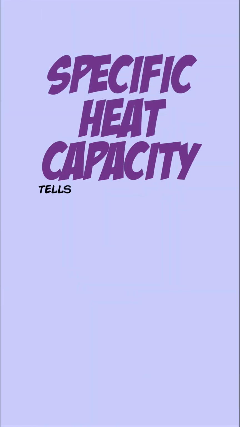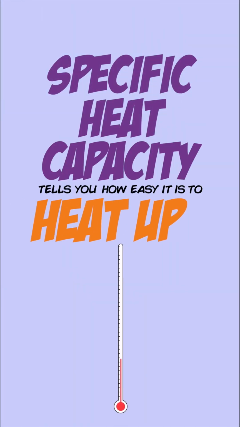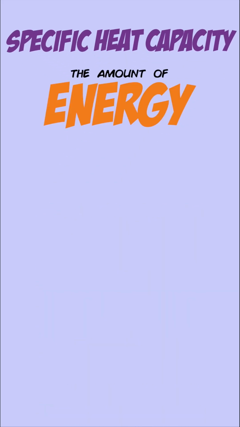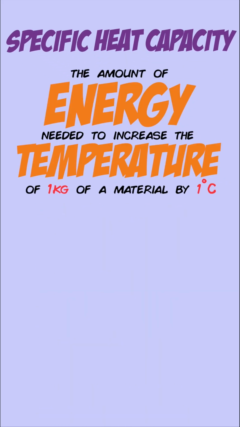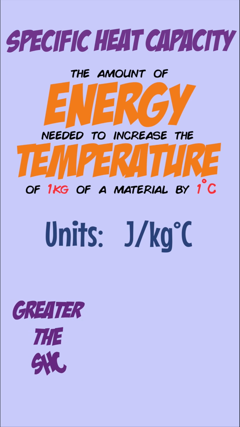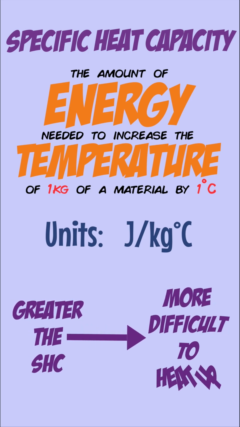Specific heat capacity tells you how easy it is to heat up or cool down a material. It's defined as the amount of thermal energy needed to raise the temperature of 1 kilogram of a substance by 1 degree Celsius and is measured in joules per kilogram per degree Celsius. The greater the specific heat capacity, the more difficult it is to heat up or cool down a material.